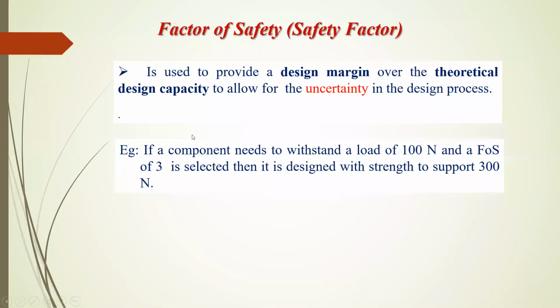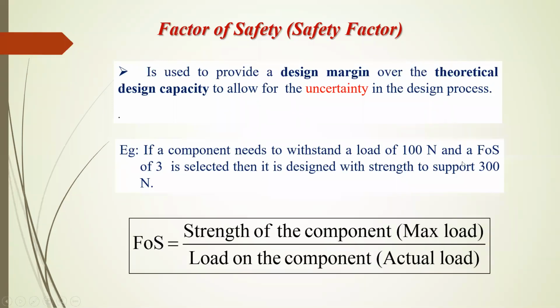So these are some of the various factors. Let us take an example here. If a component needs to withstand a load of 100 Newton and a factor of safety of 3 is selected, then it is designed with the strength to support 300 Newton. A factor of 3 means we increase the load, that is, from 100 to 300 Newton. That is the margin selected, 100 to 300, which is nothing but the margin of the design.